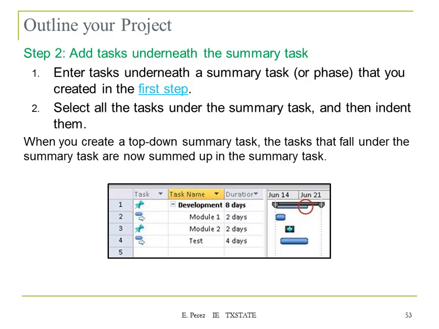And then to add tasks underneath the summary task, enter tasks underneath the summary task or phase that you created in the first step. Select all the tasks under the summary task and indent them. When you create a top-down summary task, the tasks that fall under it are summed up in the summary task. So let's say you create this large task, and you know that you can subdivide that task into multiple things.